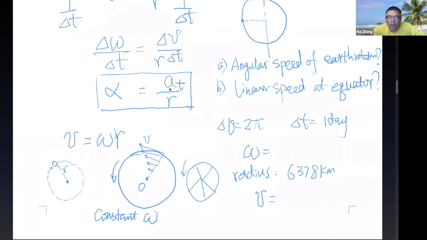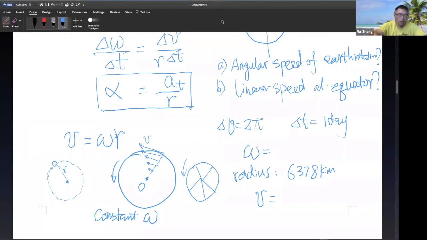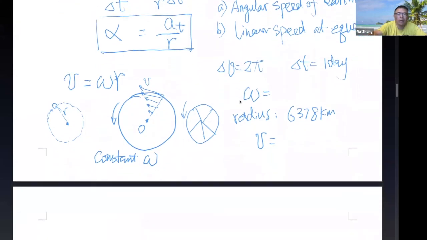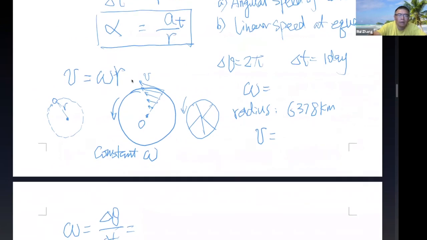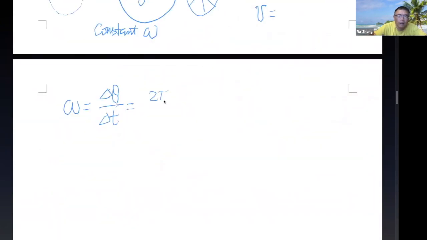Okay, I guess let's just talk about it a little bit, because this is a simple thing and you guys already tried. The first part is very simple, right? Omega is delta theta over delta t, which is going to be 2 pi radians divided by 1 day. Well, 1 day is 24 hours, and each hour is 3,600 seconds. So this will be the ratio.